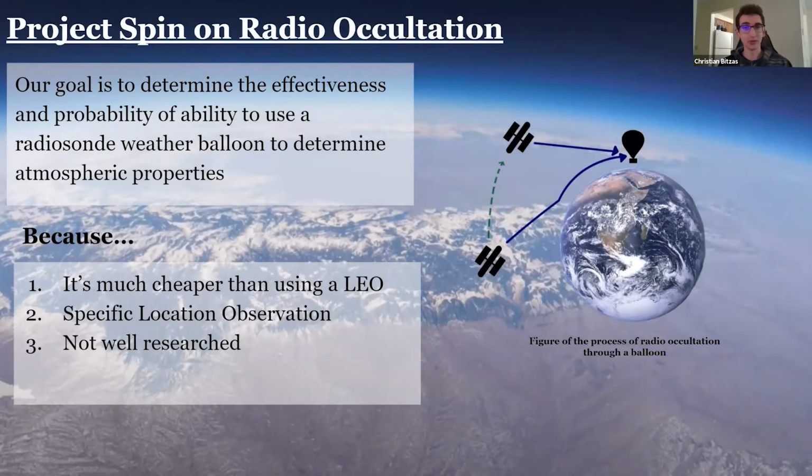So we thought, why not use a radiosonde balloon? We thought about this because it's a lot cheaper than a low Earth orbiting satellite, and you can do location-specific observations. It's not well researched.